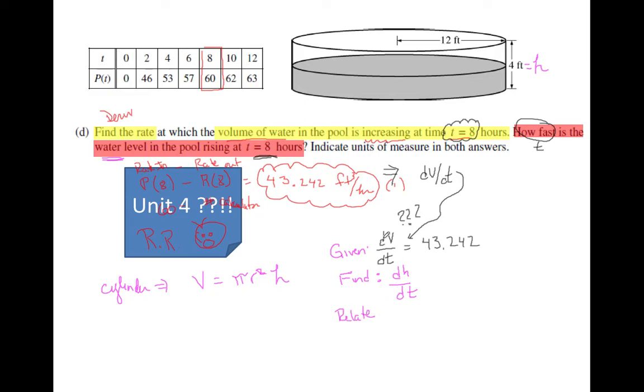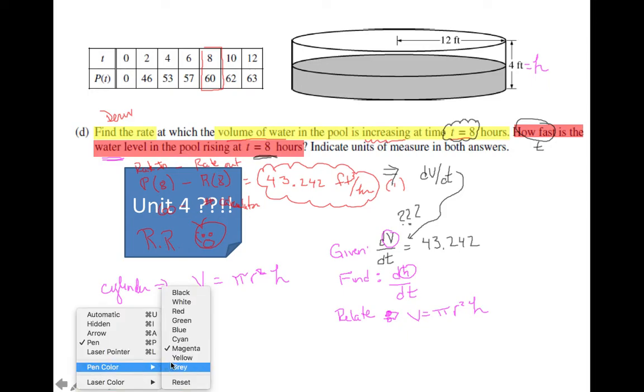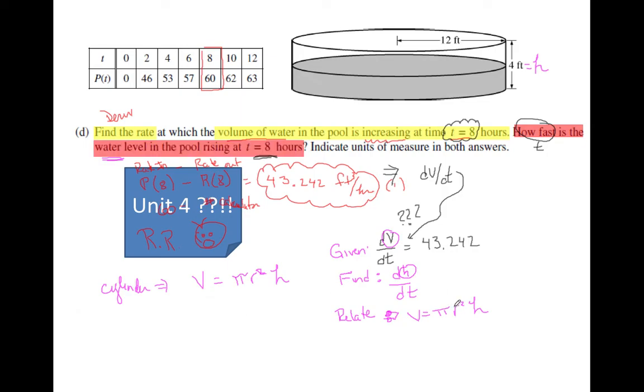If I differentiate with respect to t, I'll get dH/dt here when I differentiate. But what the heck is this? I'll get a dV/dt. I really hope somewhere they give me the rate of change of volume with respect to time. Where is the rate of change of volume with respect to time?